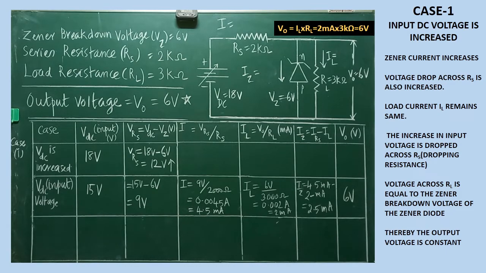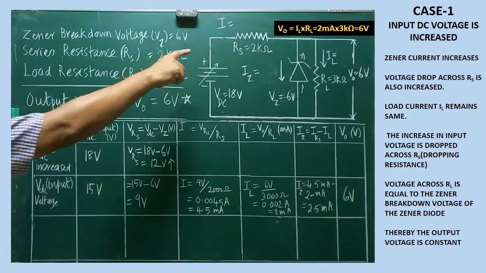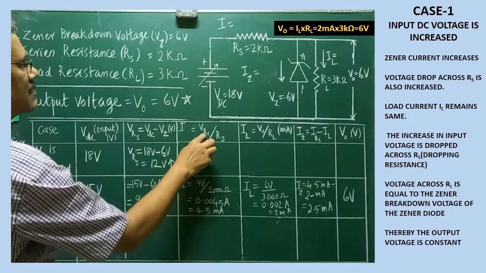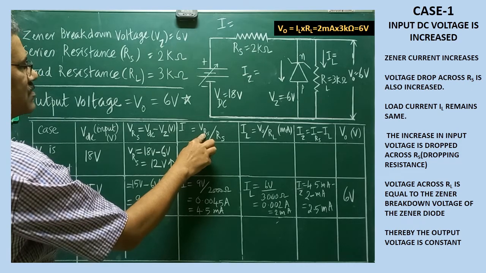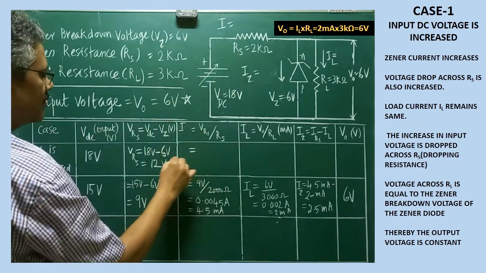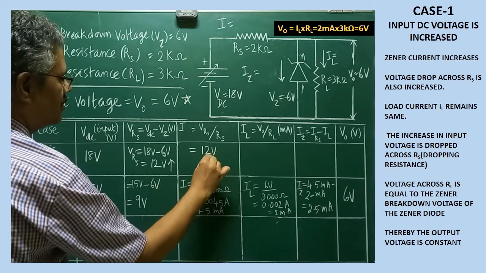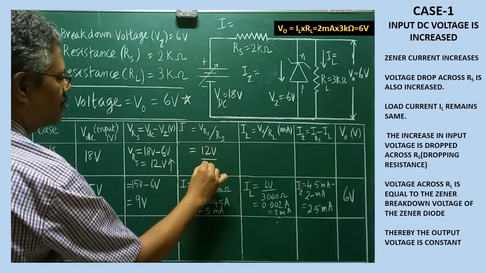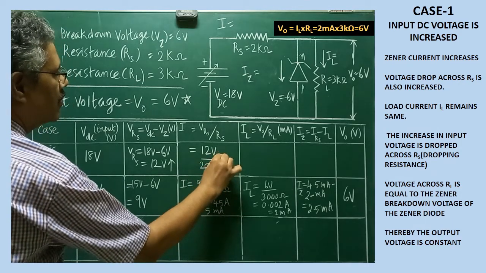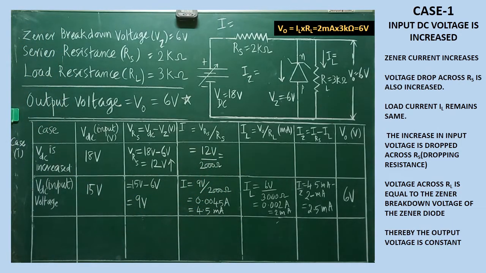Next one is I am going to calculate the current which is passing through the RS. What is the formula? Here VRS, voltage drop across RS, divided by series resistance. Substitute 12 volt divided by 2 kilo ohm. 2 kilo ohm is nothing but 2000 ohm. 12 volt divided by 2000 ohm is equal to 0.006.